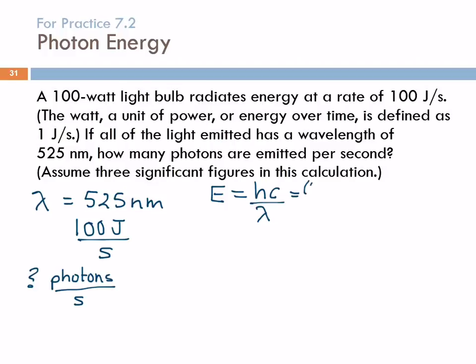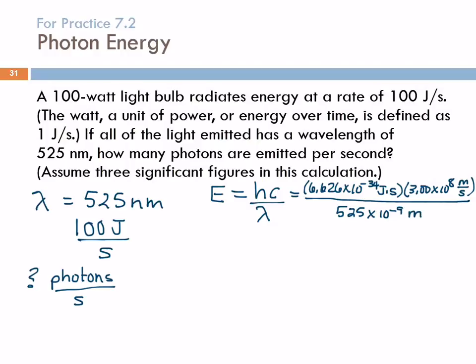So Planck's constant, 6.626 times 10 to the minus 34 joule seconds. The units are weird, just write them down. 3.00 times 10 to the 8th meters per second. And then in the bottom, we're probably not going to want nanometers, are we? There's a meter up here. So let's pull that same trick and do 525 times 10 to the minus 9 meters.